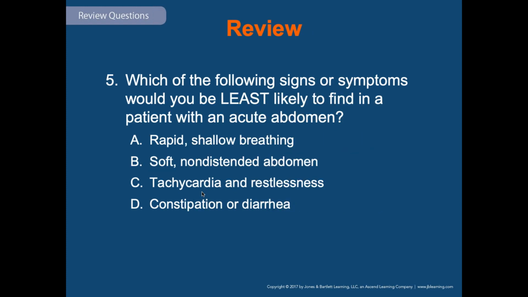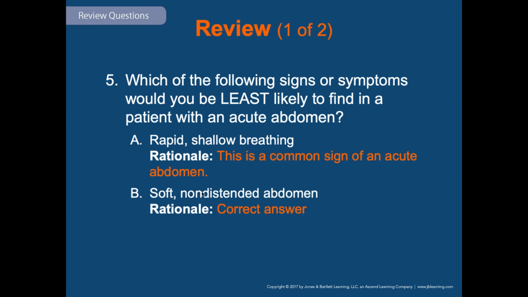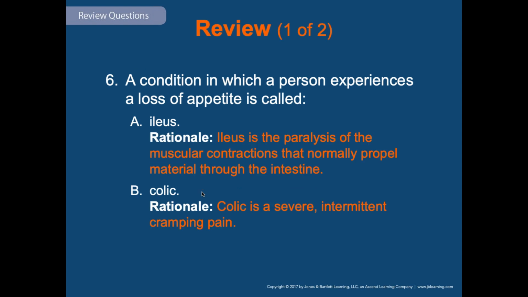Number 5. Which of the following signs or symptoms would you be least likely to find in a patient with an acute abdomen? All right, seeing a lot of B's. The answer is B, soft, non-tender. That's normal. Number 6, a condition in which a person experiences the loss of appetite is called what? All right, a lot of D's, so anorexia.